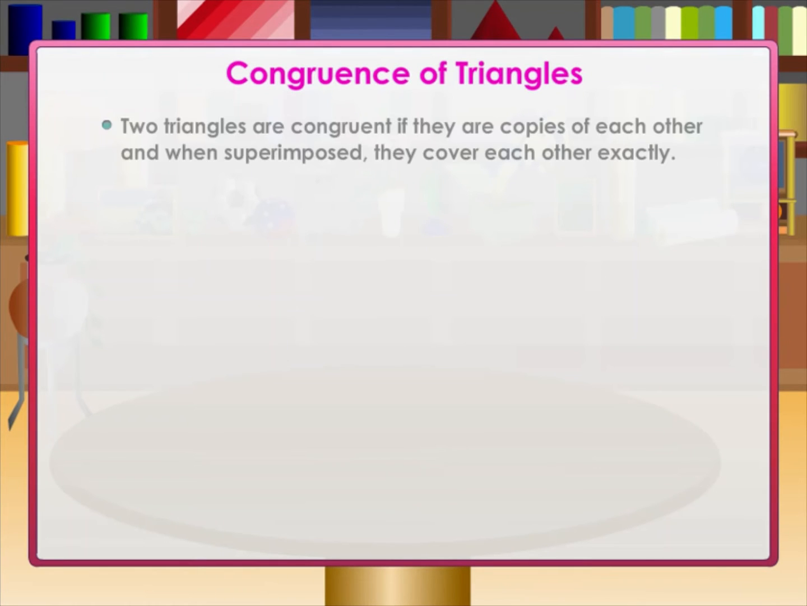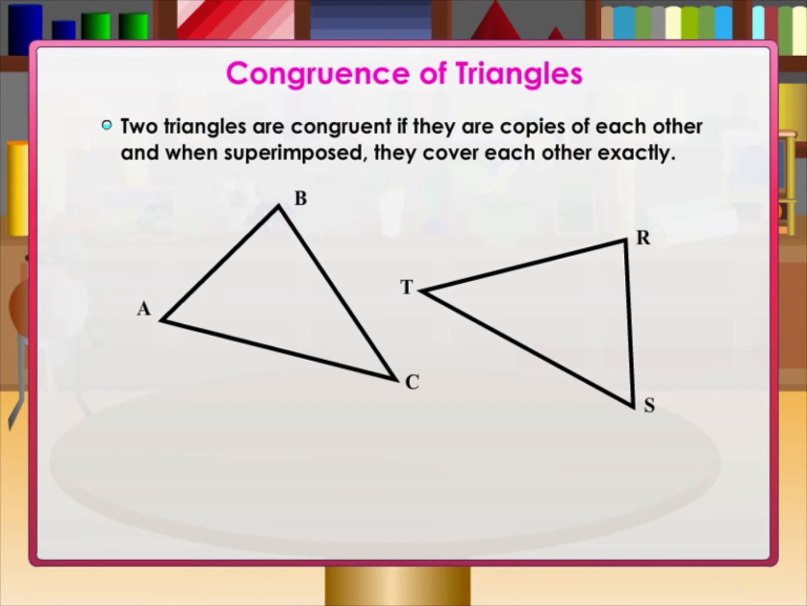Congruence of triangles. Two triangles are congruent if they are copies of each other, and when superimposed, they cover each other exactly. Look at the triangle ABC and the triangle RST. If we place one triangle over the other, it will cover each other exactly. The vertex A goes over vertex S, the vertex B goes over vertex R, and the vertex C goes to vertex T. The side AB coincides with side RS, the side RT coincides with the side BC, and the side AC coincides with the side TS.